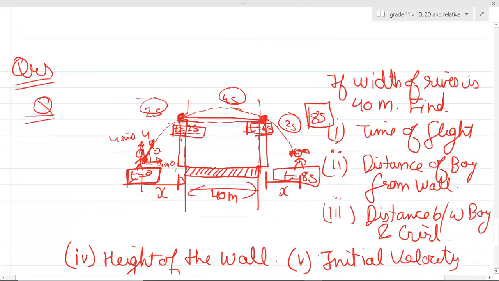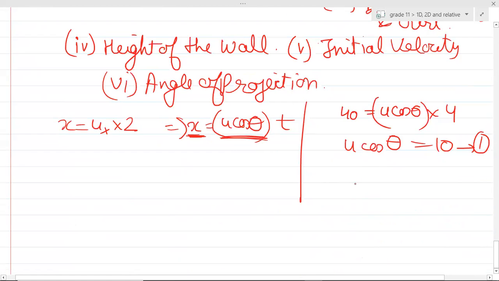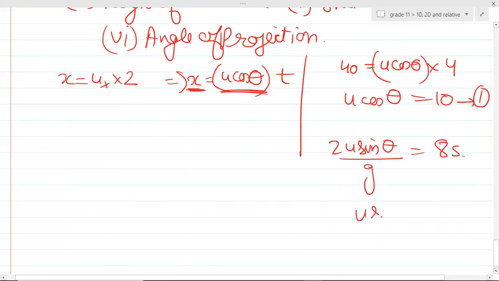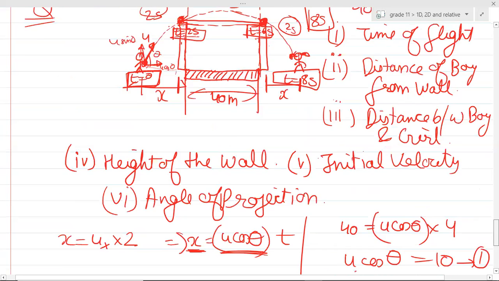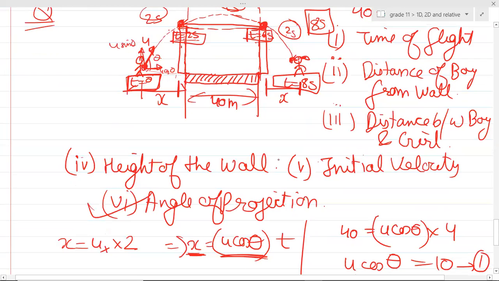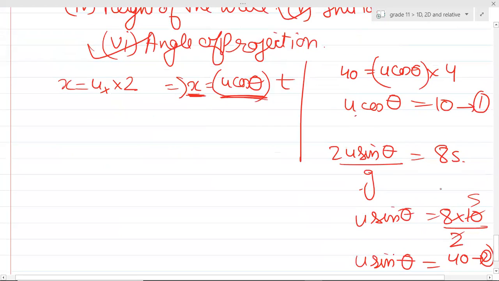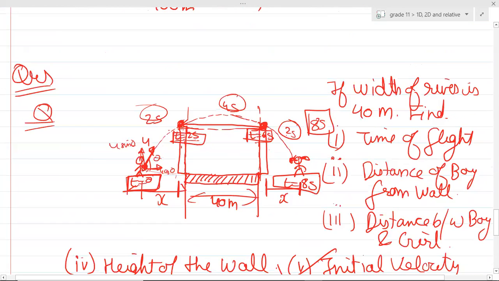Yes or no? Yes. And the second equation you can find using the time of flight. What was the time of flight? Time of flight was basically 2u sin theta by g, which is basically 8 seconds. So can you see from here, u sin theta will be equal to 8 multiplied by g, which is 10, divided by 2. So u sin theta will be how much? 40. So u sin theta came. Now you got u cos theta, you got u sin theta. You can find out angle of projection as well as initial velocity. Yes or no? Yes.